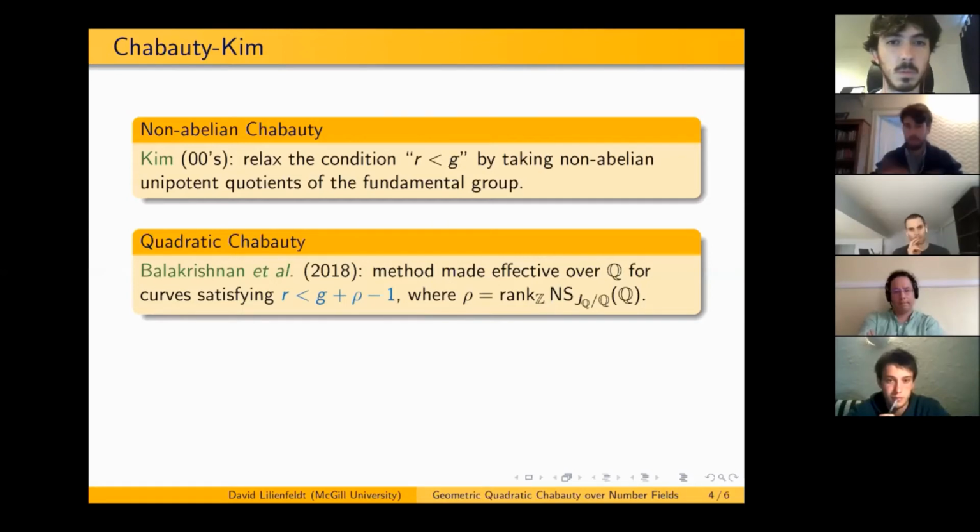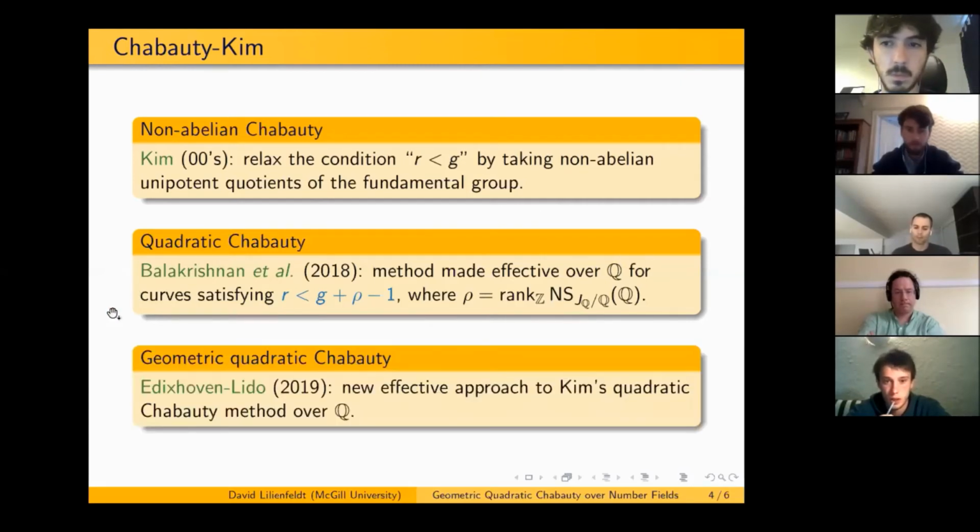Okay? So imagine if rho is 2, then you can actually treat curves for which R equals G. Okay, so this just goes beyond the scope of this Chabauty-Coleman method that I told you before.